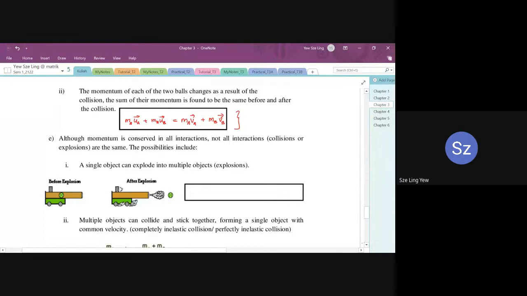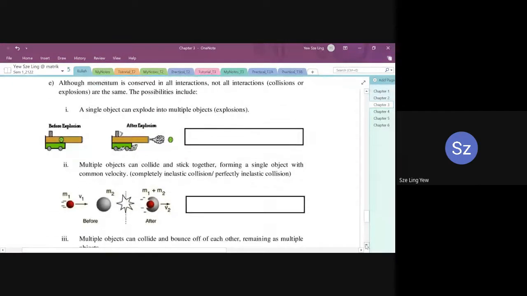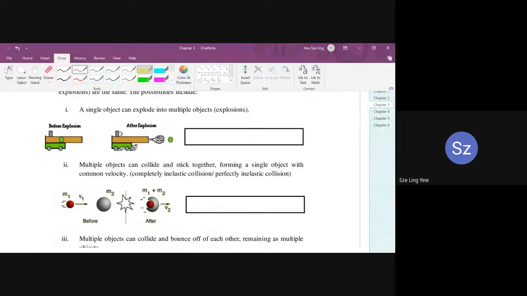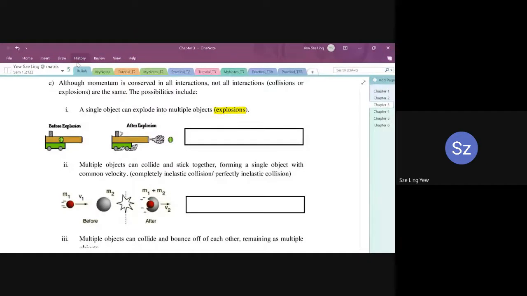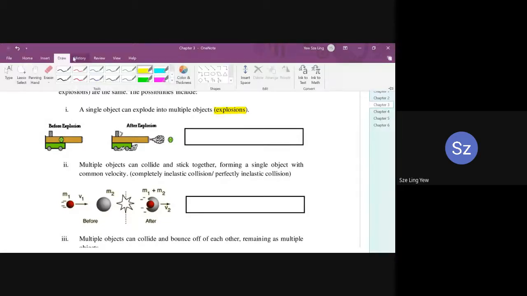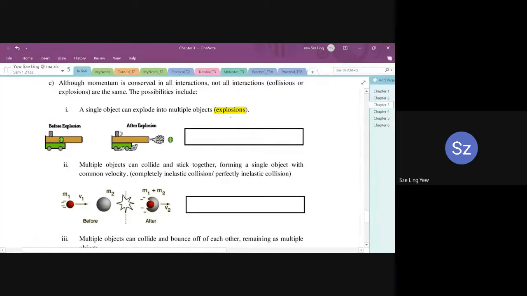There are a few collisions that we need to know. First one is what we call explosion. It happens when you shoot something, maybe you shoot it from a gun. And this is a tennis ball machine, so it shoots a tennis ball. Now the term explosion is very important. Why? Because it tells you the initial velocity of both objects is equal to 0.